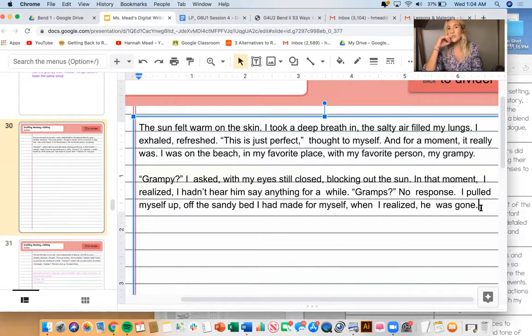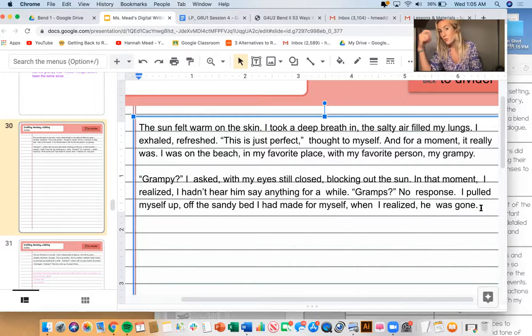Okay, so today I'm going to jump right in, and I'm going to try to develop myself as a character by really trying to capture things that I say, do, think, feel all the time. So maybe I need to take a second to just think about, what am I like as a character? What would I say or do or think in this moment where I left off? Pulled myself up off the sandy bed I had made for myself. Do you notice how I'm rereading it to get it in my mind?